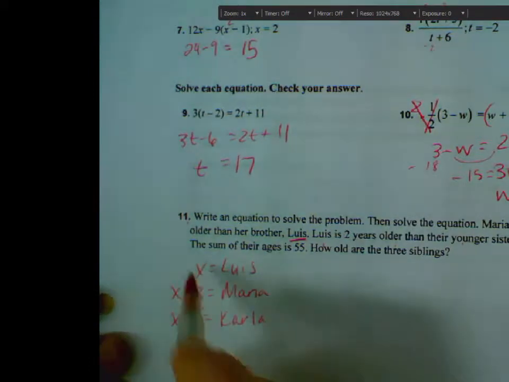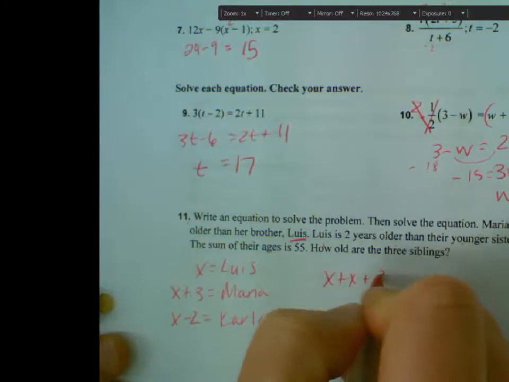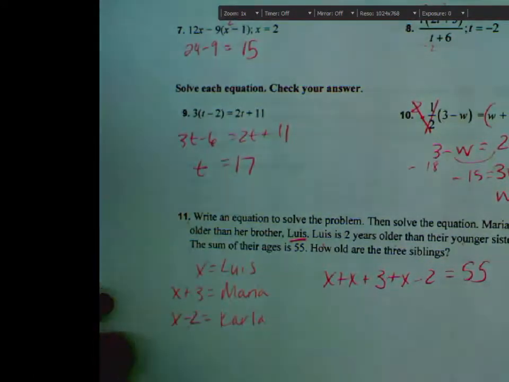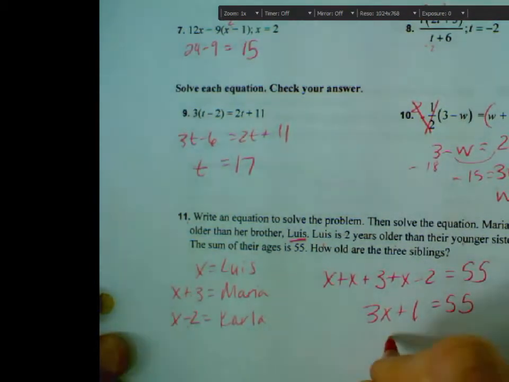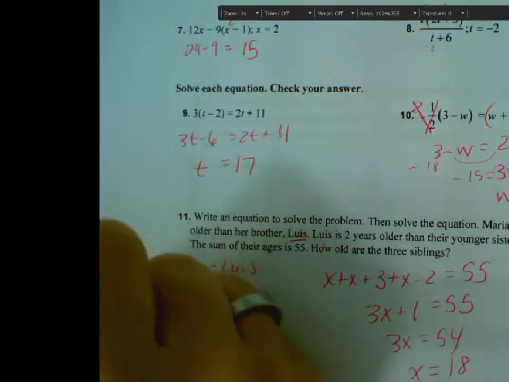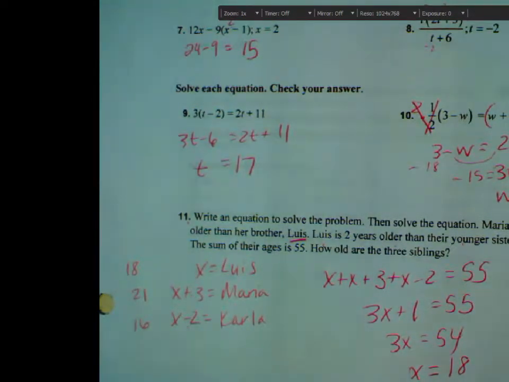The sum of their ages, so 1, 2, 3 ages added together, has to equal 55. So we have 3x plus 1 equals 55, 3x equals 54, x equals 18, so Luis is 18, Maria is 21, Carla is 16.